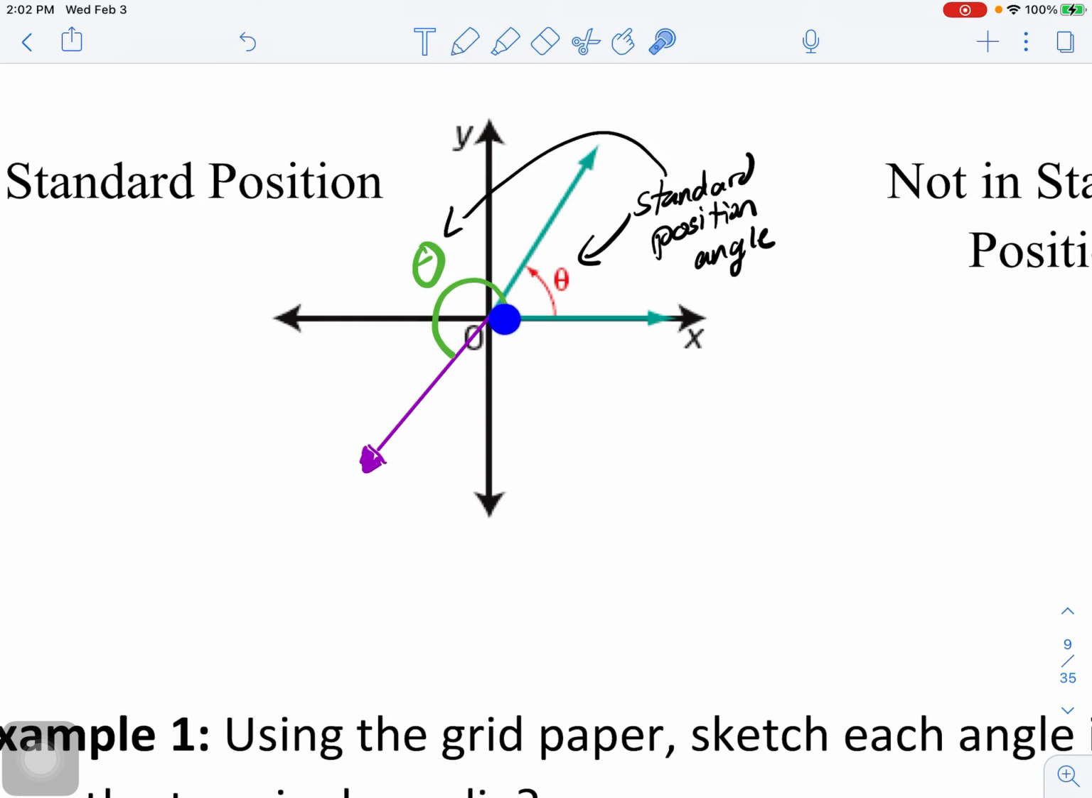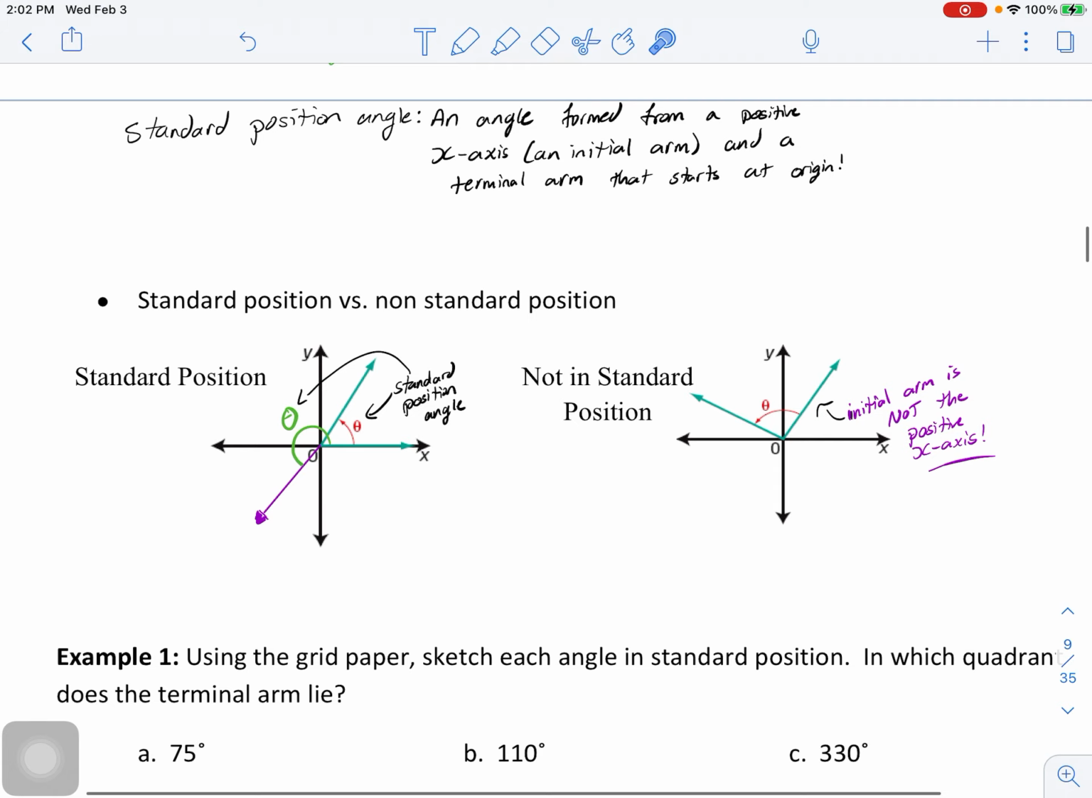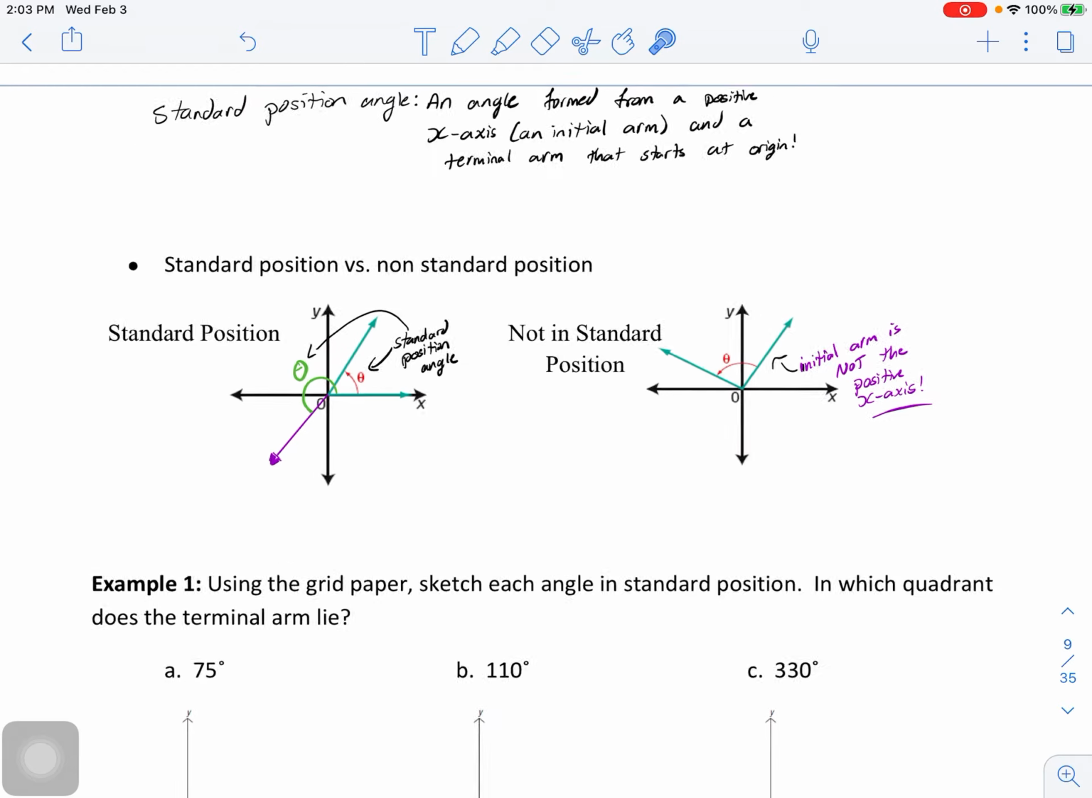As we can see, the initial arm that it's measured from and the terminal arm, your angle is being formed by the positive x-axis and a terminal arm that is at the origin point. So if that doesn't make sense to you, you definitely need to pause, maybe quickly watch a few other videos, read something online, or maybe ask your teacher, because this will be a pretty tough unit if you don't get that portion. So let's move on.